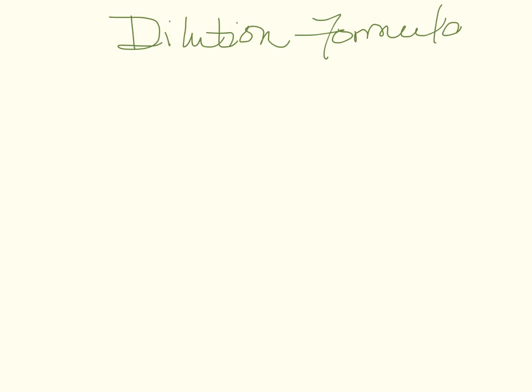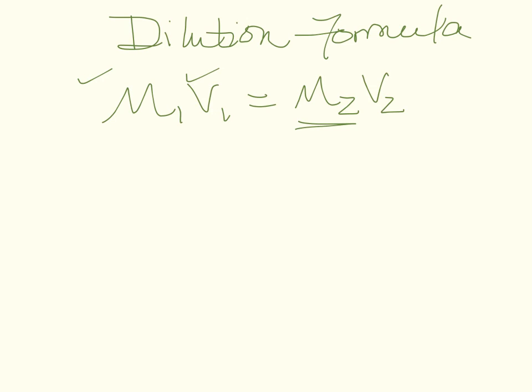All right, so there is something called the dilution formula. Some of you may already know it. If you were in class the other day, I went over it. Okay, and it is M1V1 equals M2V2. So anytime you have a problem that gives you one concentration and volume and asks you to solve for a different concentration, you can use this formula.